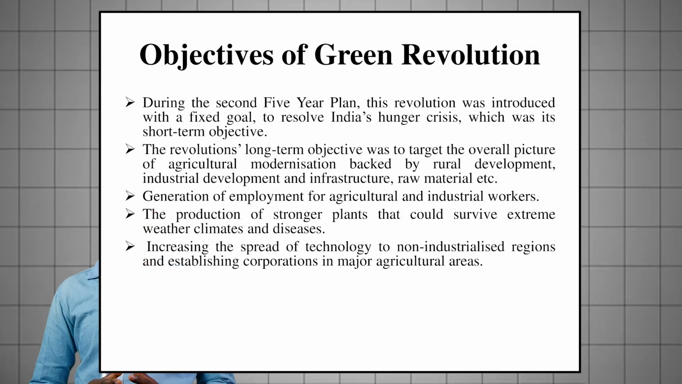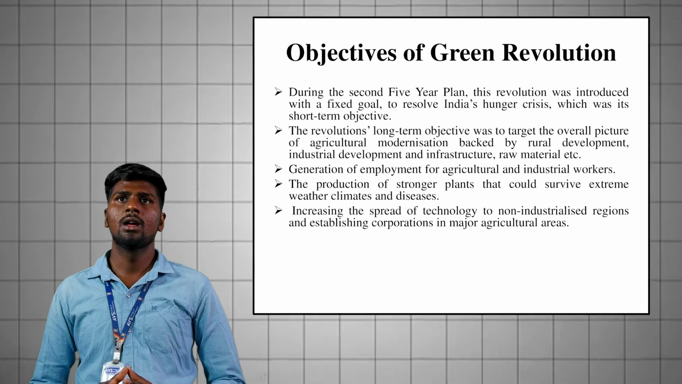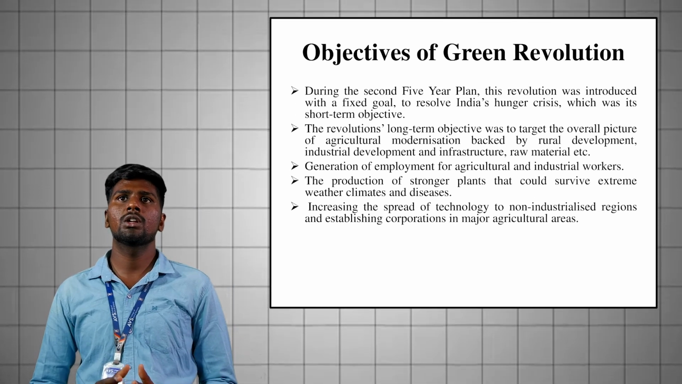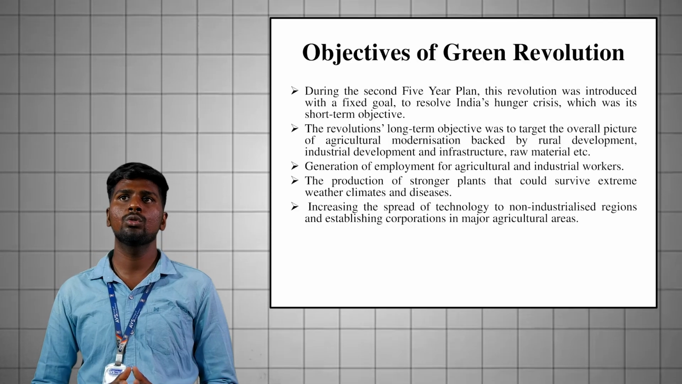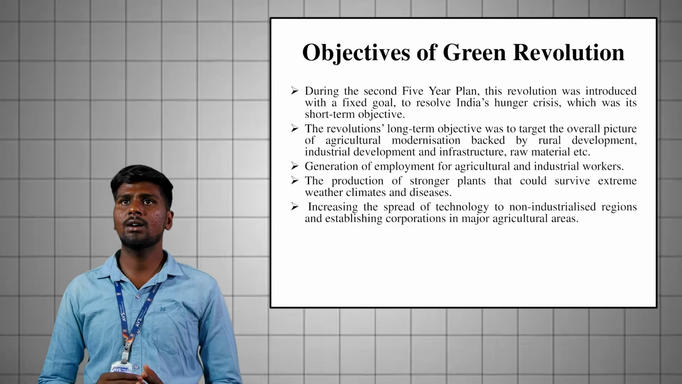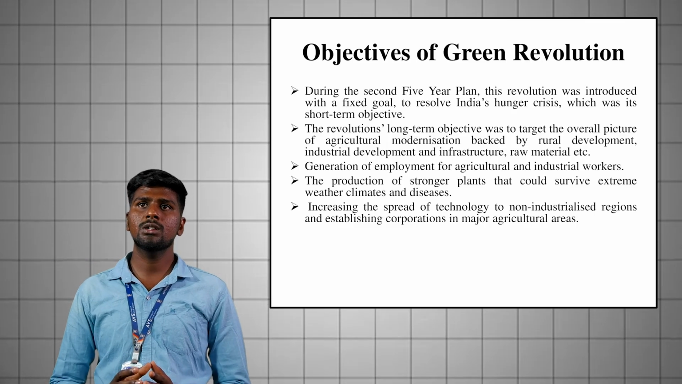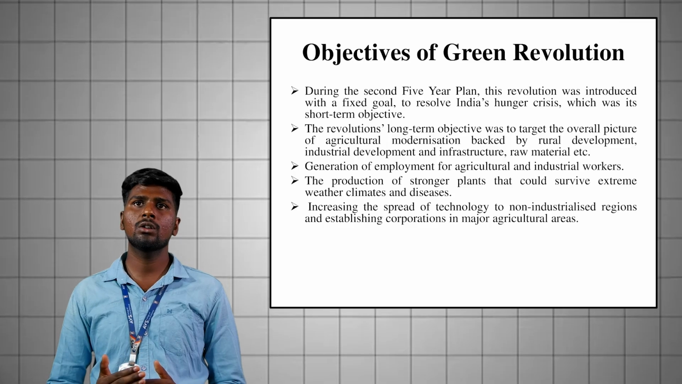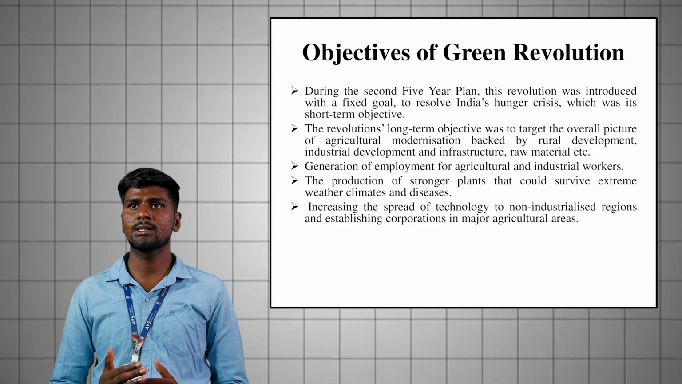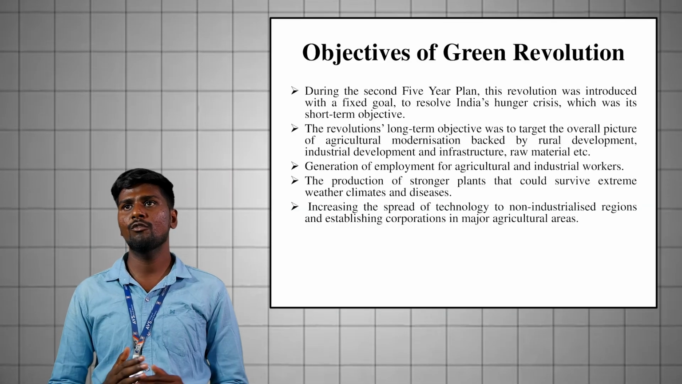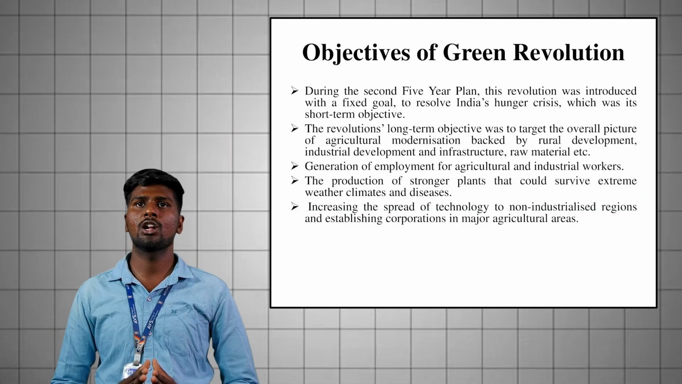Then what are the objectives of the green revolution? During the second five-year plan, this revolution was introduced with a fixed goal to resolve India's hunger crisis, which was the short-term objective. The revolution's long-term objective was to target the overall picture of agricultural modernisation, backed by rural development, industrial development, infrastructure, raw materials, and so on.